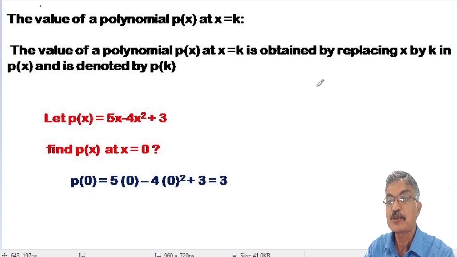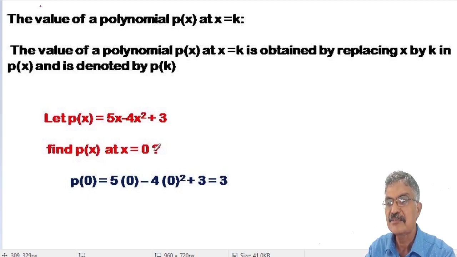That is, the value of the polynomial p(x) at x equal to k is denoted as p(k). Here I write an example. Consider this polynomial p(x) = 5x - 4x² + 3. Three terms are there. The degree of the polynomial is 2. We have to find the value of the polynomial at x equal to 0. What we have to do? Replace x by 0 and do the necessary arithmetic.